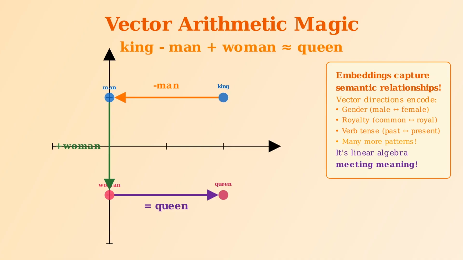Why does this work? Because embeddings capture semantic relationships as geometric patterns. The direction from man to woman represents gender. The direction from man to king represents royalty. These relationships are consistent across the space. You can do walked minus walk plus run to get running, or Paris minus France plus Italy to get Rome. It's linear algebra meeting meaning. Mathematics captures concept.